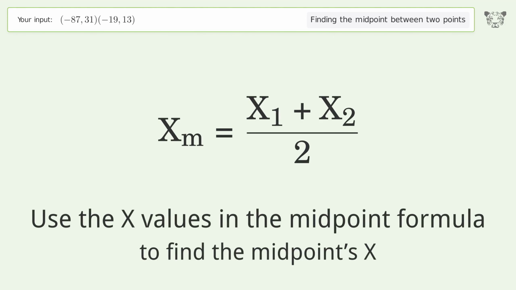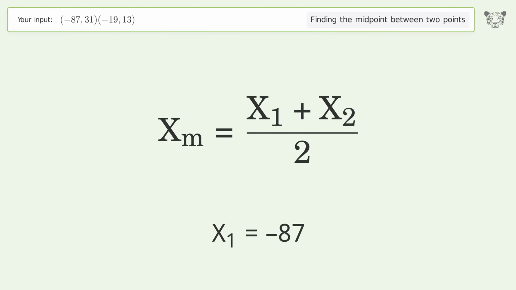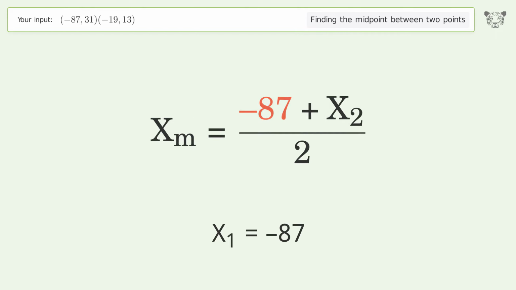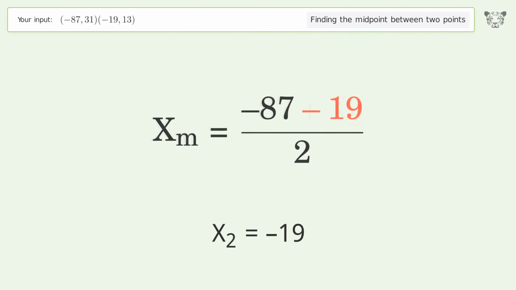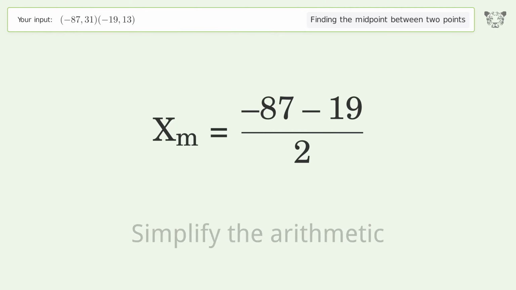Use the x values in the midpoint formula to find the midpoint's x. x1 equals -87. x2 equals -19. Simplify the arithmetic.